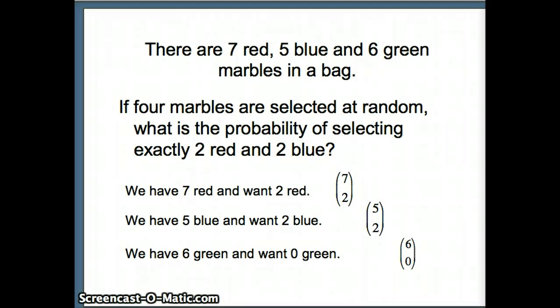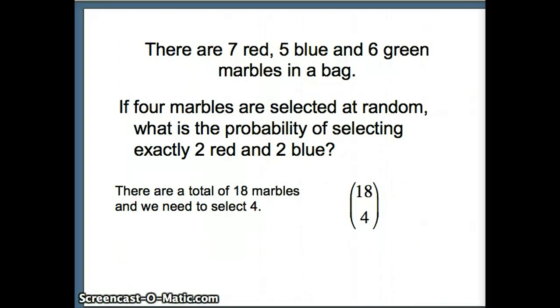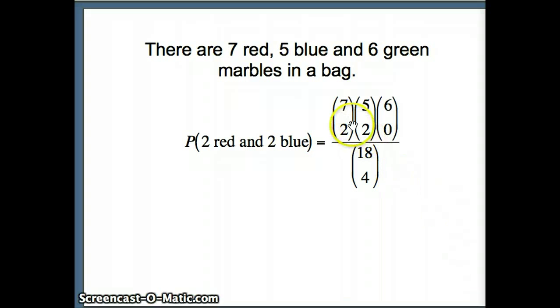But then how many numbers do we have all together? How many marbles are in the bag? 7 plus 5 plus 6, 18 marbles in the bag, and we're selecting 4. So that's going to be important for us with our denominator. So putting all this together, then what do we have? 7 reds I want 2, 5 blues I want 2, 6 greens I want 0, divided by 18 total marbles I want 4. You'll notice 7 plus 5 plus 6 is 18, 2 plus 2 plus 0 is 4. Now to do this, let's go to Excel to see what those numbers are going to look like.